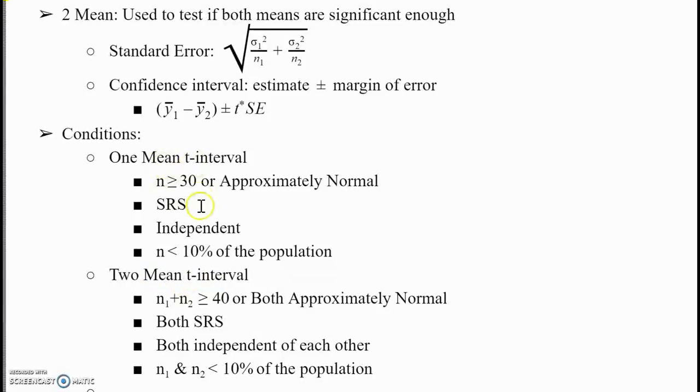Again, with one mean t interval, it's either your sample size is greater than 30 or approximately normal. It's an SRS, which we all know is a simple random sample. It's independent and it's less than 10%. For two means, it is where the sum of the two sample sizes is greater than or equal to 40 or both approximately normal. Both SRSs, both independent of each other, and both sample sizes have to be less than 10%.